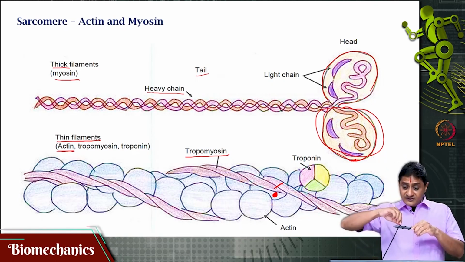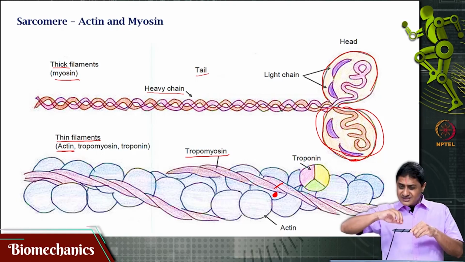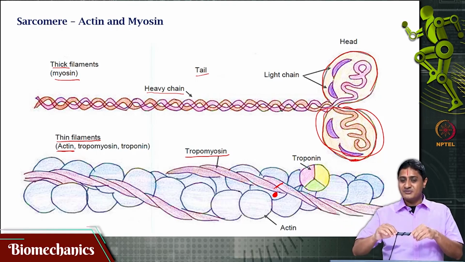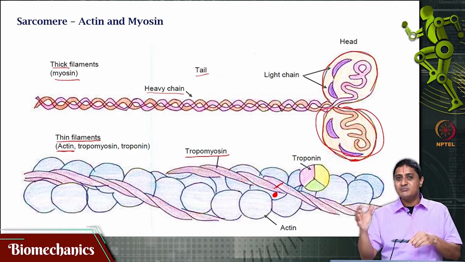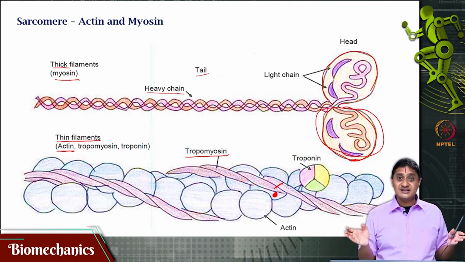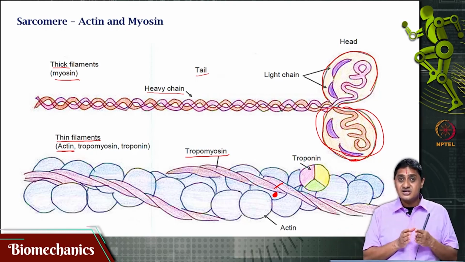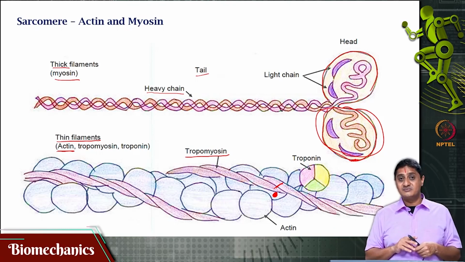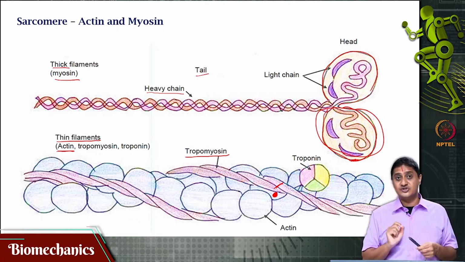Now, I have to just slightly move this thread away from the binding site to expose it so that the myosin head can attach to the binding site. Note that the myosin head cannot attach anywhere on the actin filament. It can attach only to specific regions.